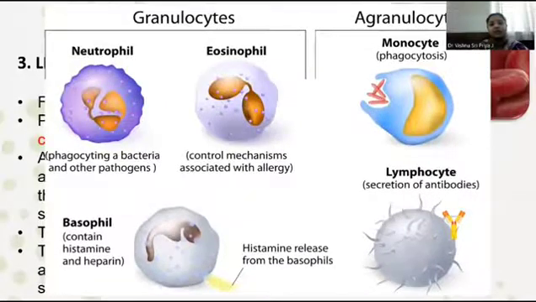These are the two broadly defined leukocytes. It can be granulocytes or agranulocytes. Granulocytes includes neutrophil, eosinophil, and basophil. Agranulocytes includes your monocytes and lymphocytes. Now we'll see a short clipping about how this leukocyte functions as a defense mechanism.